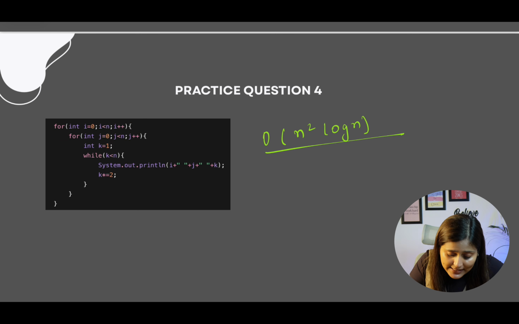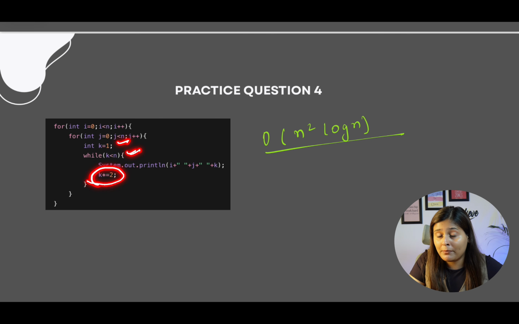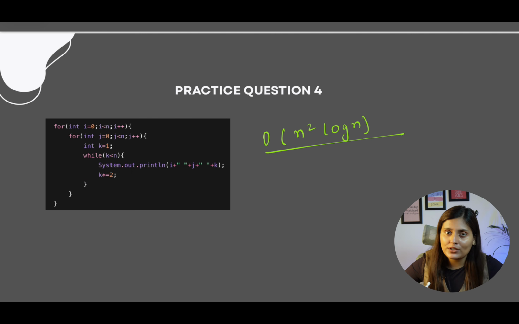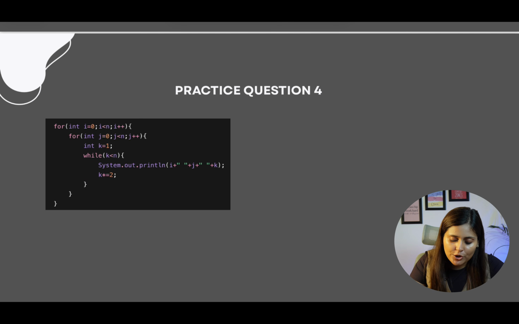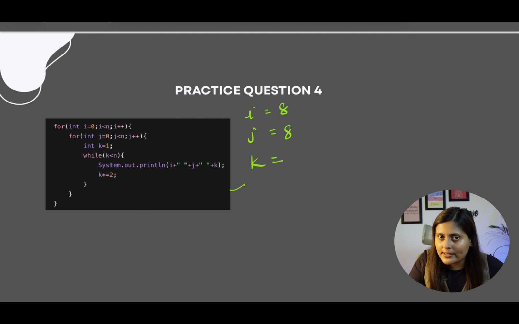for n time. But k, we are running for n time, but we are not incrementing it by +1. We are multiplying it by 2 every time. So first time it will be 1, second time 2, third time 4, fourth time 8, correct? So suppose n is equal to 8. So for sure i will run for 8 times, j will also run for 8 times, but k is only running for 4 times. Why? Because we are running k until it is less than 8.